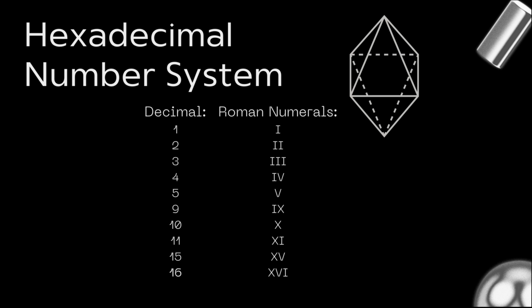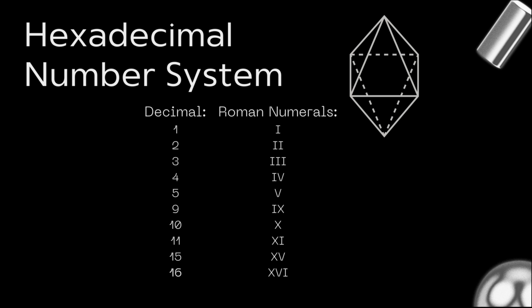So before looking at the hexadecimal number system, let's look at the decimal number system. Here we have numbers that we're all familiar with. Now let's see how they compare with the Roman numerals. I think most of us have seen Roman numerals before. For number 1 we get I, and then for 5 we get V, and then 9 is IX, and so on. The point is, these are the same numbers, just written in a different way.